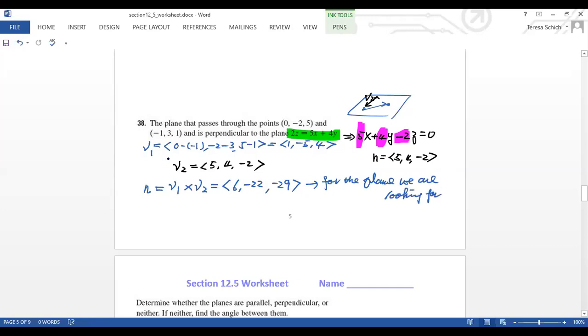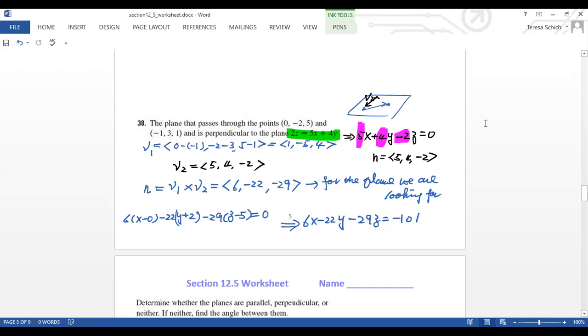Okay, so now I have a normal vector and I have a point, then I can find it, right? So this will be 6. I can use either this point or that one. So I say 6 times x minus 0, minus 22 times y plus 2, and then minus 29 times z minus 5, equal to 0. If you want to simplify it, you will get 6x minus 22y minus 29z is equal to negative 101.